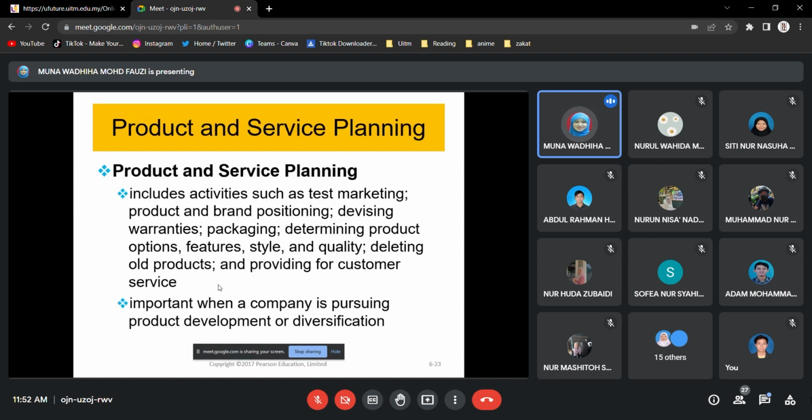Product and service planning, right? So actually we had discussed further about product and service planning. It may include activities such as test marketing, product and brand positioning, devising warranty, packaging, determining product options, features, planning, quality, deleting old products, and providing for customer service. And also, it's really important when the company is pursuing product development or diversification, right?